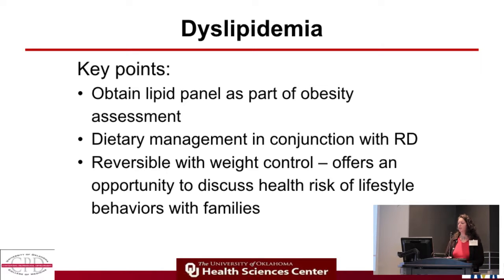And so the key points here are to obtain a lipid panel as part of the obesity assessment, and to do the dietary management. I think doing that in conjunction with the RD is really critical. There are actually recommended diets for dyslipidemia and hypertension, something called the CHILD diet, and I always forget what it stands for. CHILD, it's in here somewhere.